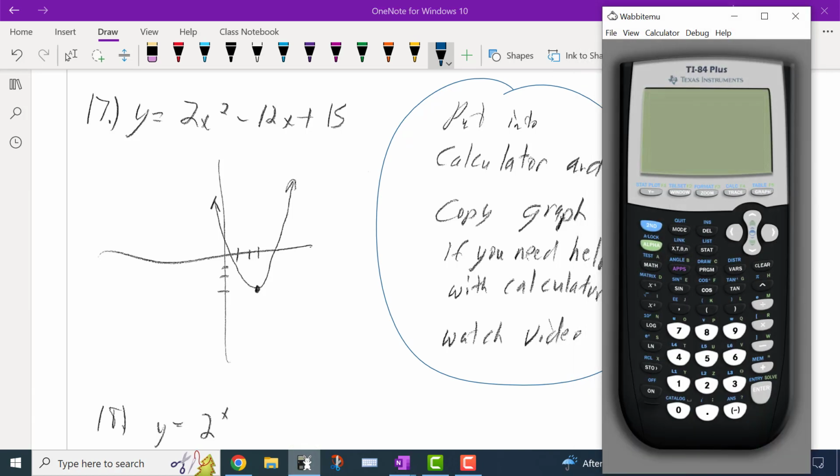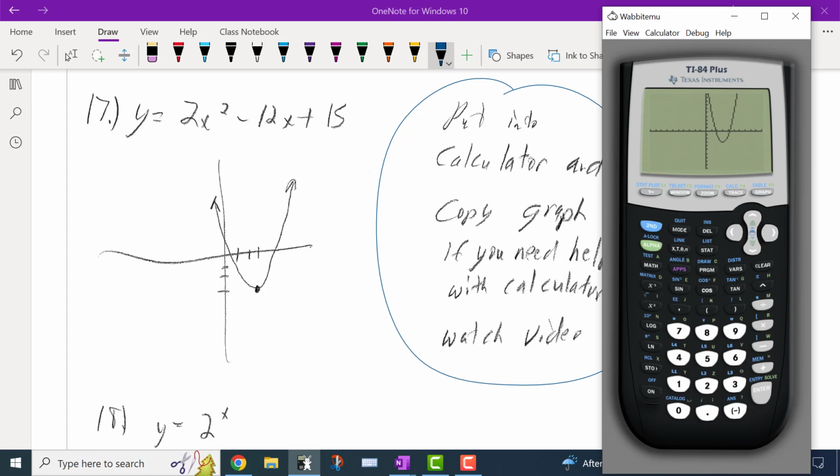So I take my calculator and come over here, turn it on, clear out anything that's in there. And then I'm just going to go to my graph, which is that y equals. So click on y equals, clear that out. I'm just going to type this in. So I got 2x squared minus 12x and then plus 15. Once I'm done doing that, I'm just going to hit my graph key right here. And that's what my graph is going to look like.